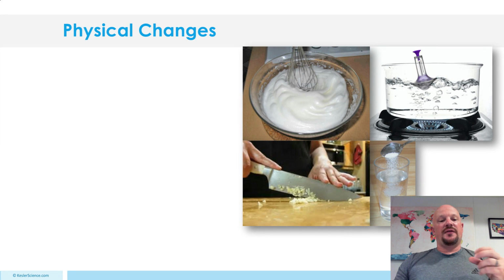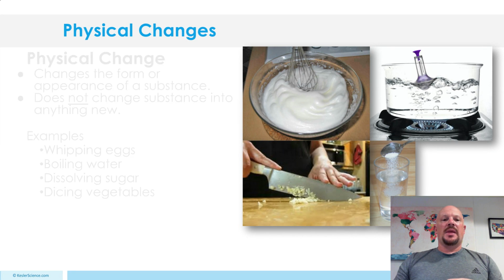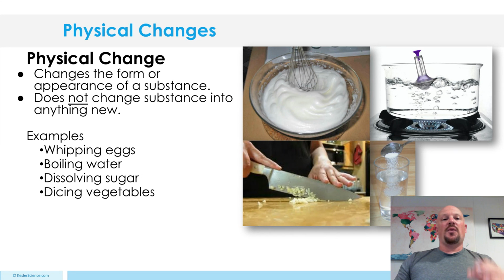A physical change affects the physical properties of a substance. When a physical change happens, those particles are rearranged, but the identity or the chemical composition remains the same. It changes the form or the appearance of the substance, but it does not change the substance into anything new. You see some examples there.